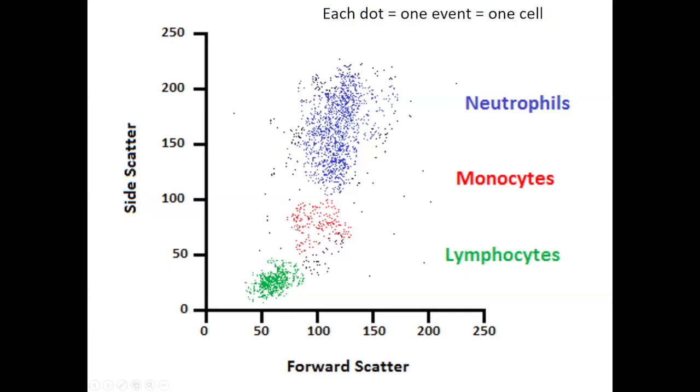Now how about this one? This is a population which has relatively higher side scatter than lymphocytes, and these are monocytes, right? And this one has higher side scatter than that of monocytes, but forward scatter almost similar to monocytes, and this is neutrophils, right? So that's how you call the population.